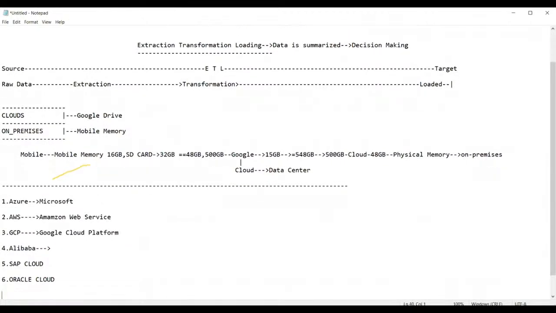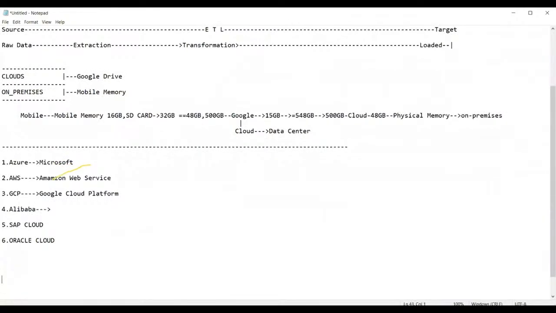So now, guys, these cloud services are basically classified or divided into three categories. What is that? The first one is IaaS. IaaS means what, guys? IaaS stands for Infrastructure.